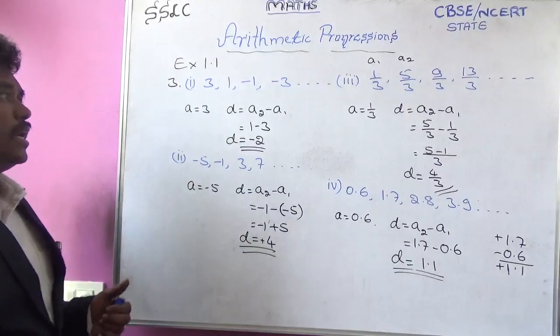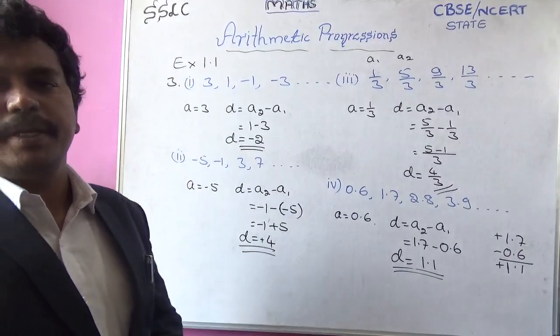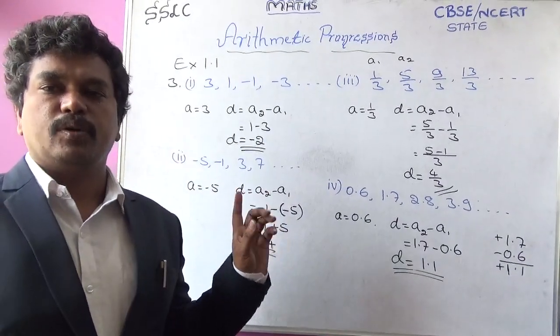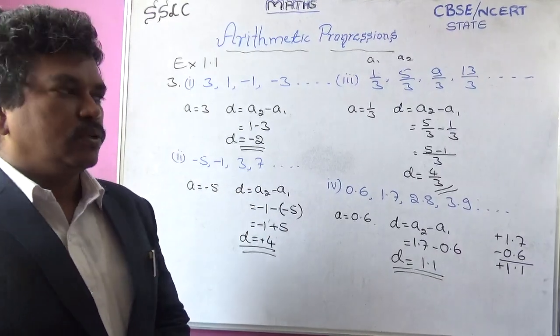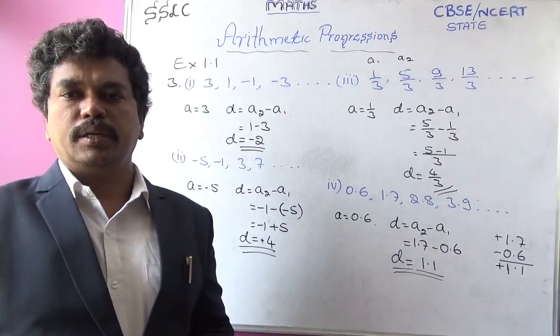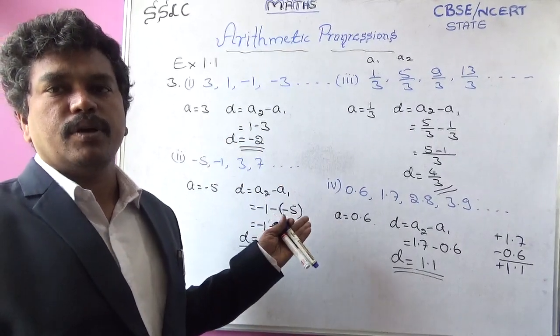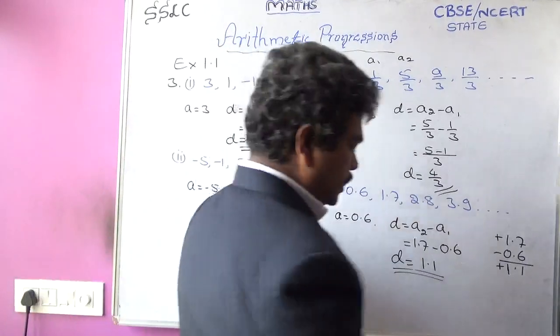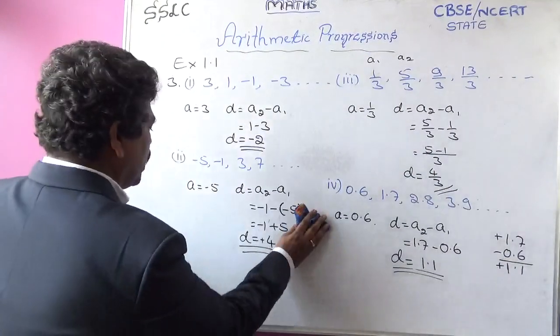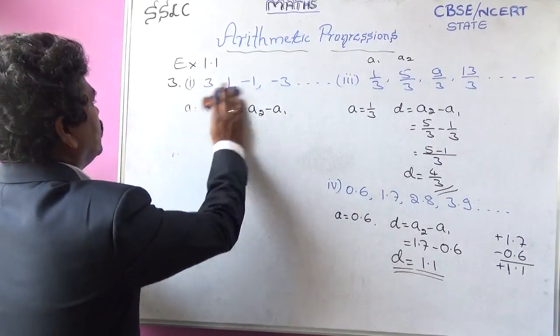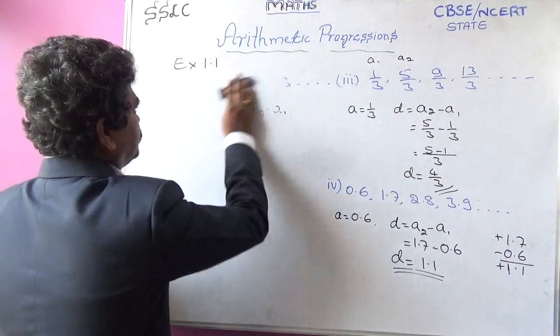So this is how to write the values of A and D when the arithmetic progression is given. So for solving problems 2 and 3, you have to write the values of A and D. For that you have to practice this problem. So now we have to move into the next, fourth main question.